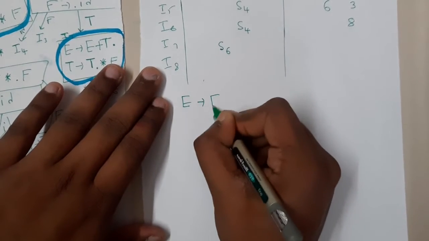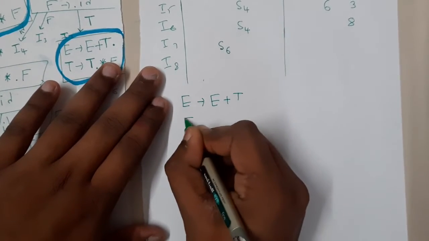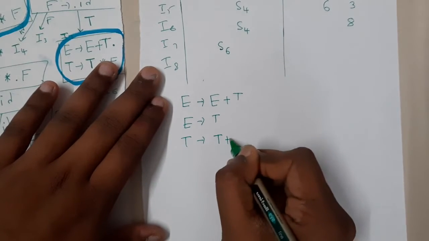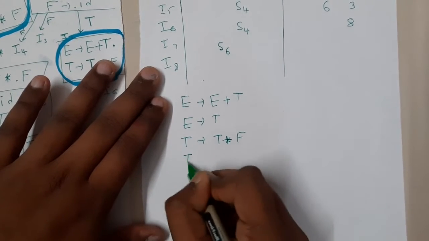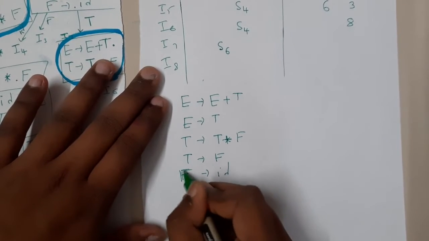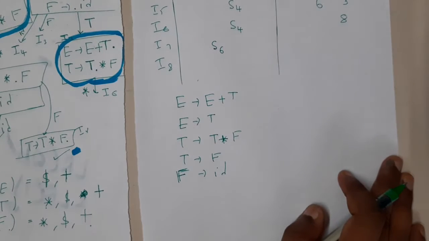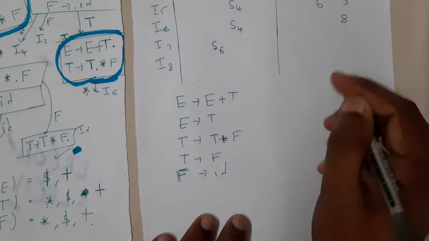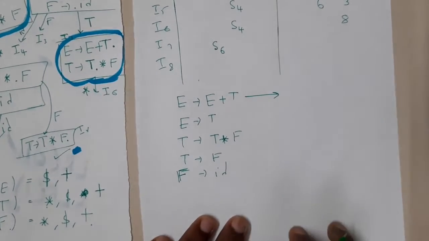separately, right? So E implies E plus T, E implies T, T implies T star F, and T implies F, F implies ID. So to be clear, I think this method will give more clarity, guys, because whenever we are calculating first and follow, indirectly we need follow with respect to a single item, right? So let us find follow for this, guys.